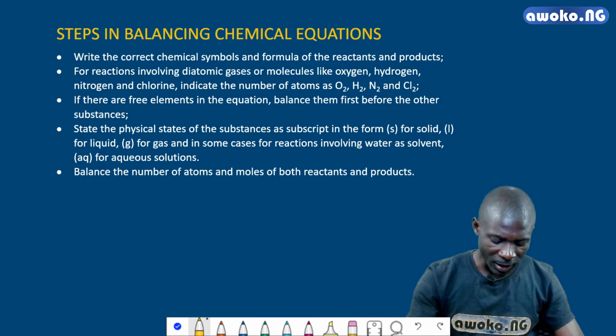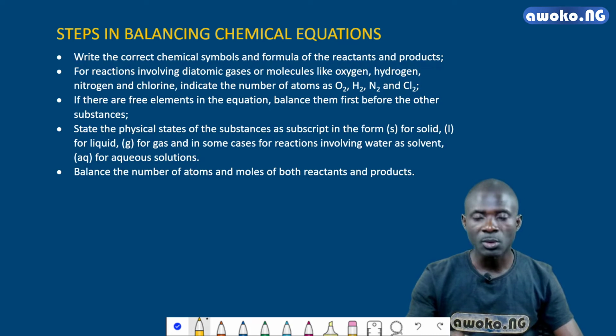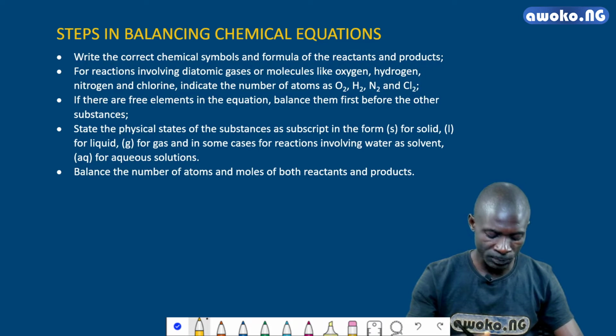Number 2 is, for reactions involving diatomic gases or molecules like oxygen, hydrogen, nitrogen, and chlorine, it is very important that we indicate the number of atoms as O2, H2, N2, and Cl2. Of course, these are called diatomic gases. So if they are written freely without combining with other atoms, they must be indicated with the number of atoms to show that they are diatomic gases while writing a chemical equation.